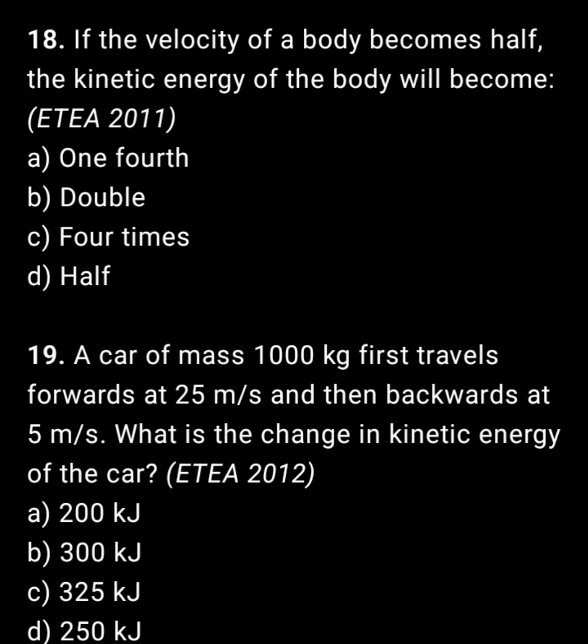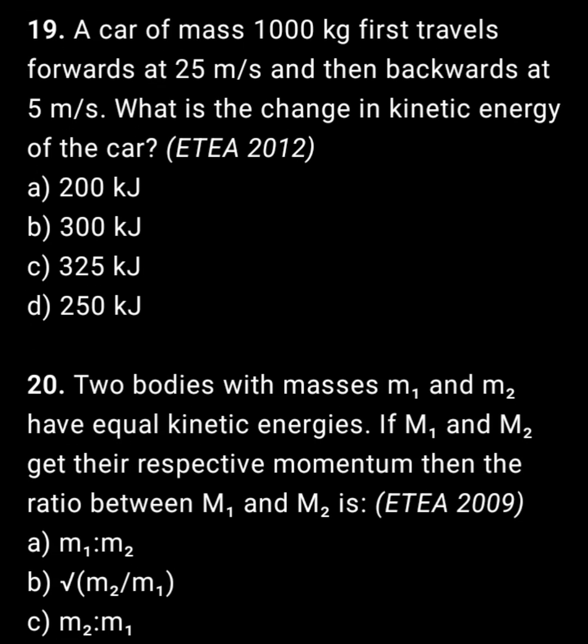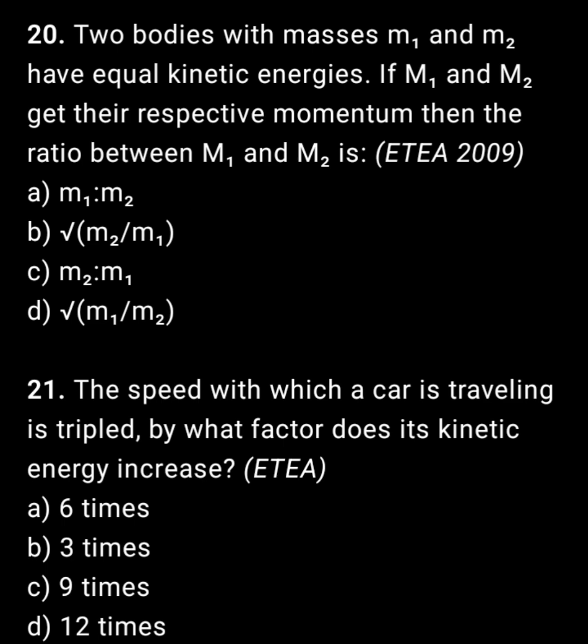18. If the velocity of a body becomes half, the kinetic energy of the body will become? ETEA 2011. A. 1/4. B. Double. C. 4 times. D. Half. 19. A car of mass 1000 kg first travels forwards at 25 meters per second and then backwards at 5 meters per second. What is the change in kinetic energy of the car? ETEA 2012. A. 200 kilojoules. B. 300 kilojoules. C. 325 kilojoules. D. 250 kilojoules.